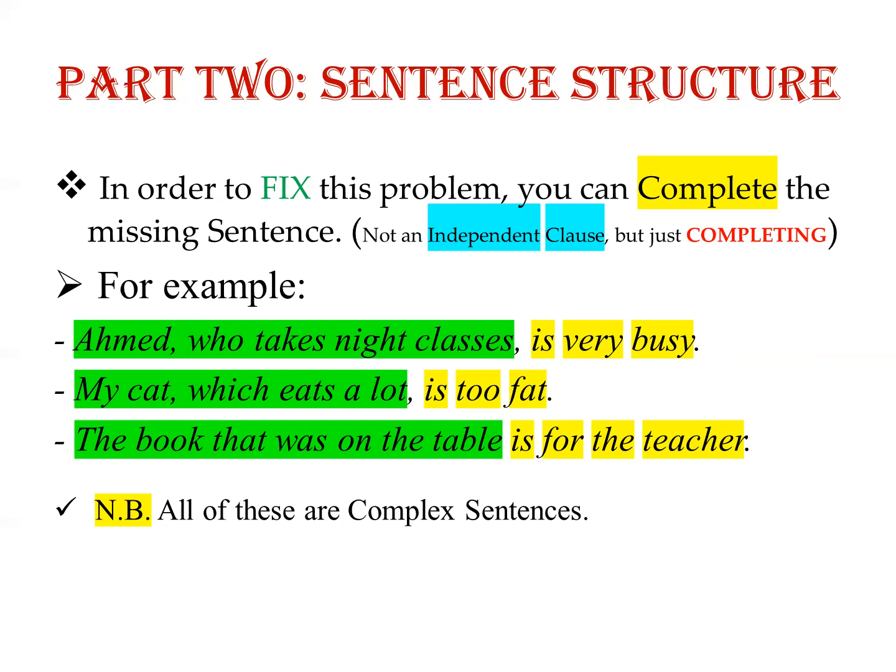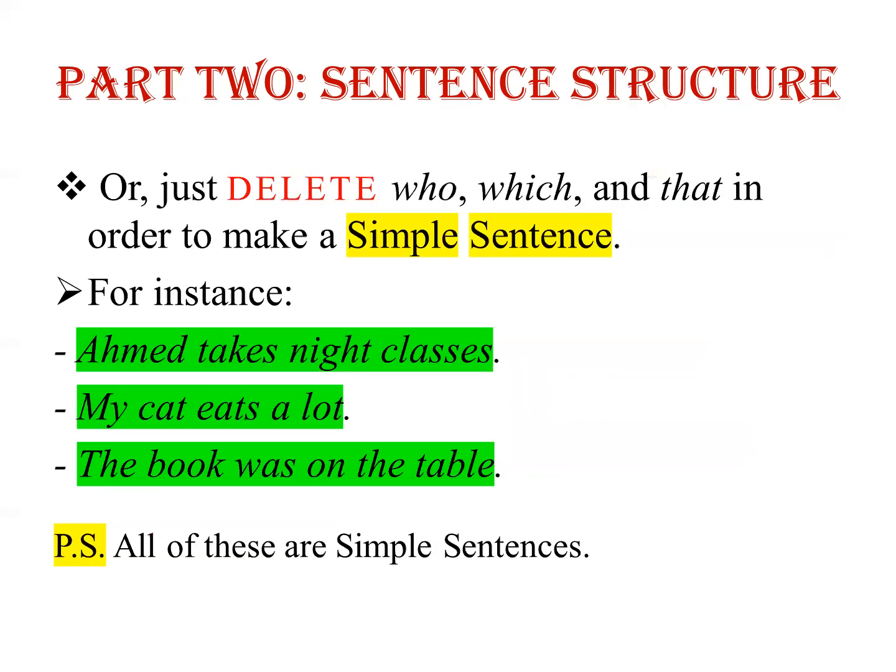Okay, maybe right now you'll get perplexed about how we can have an independent clause here when you have just said that we don't need an independent clause. Okay, if you delete the dependent clause, which is who takes night classes, and also if you delete which eats a lot, you are creating a complete sentence. Right now, we'll see this in the second solution.